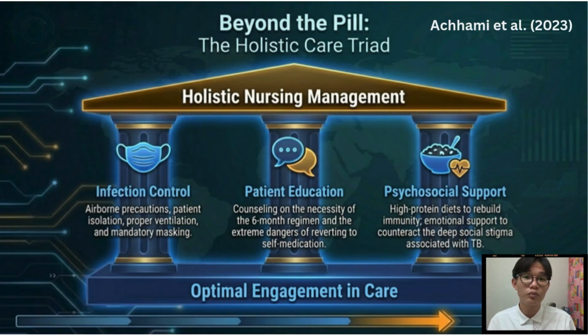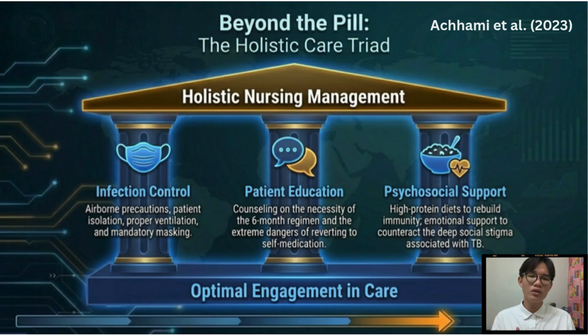Other than monitoring the patient's reaction to the drugs, nurses also have to control the transmission of infection. Infection control measures are implemented to reduce disease transmission. The patient was placed under airborne precautions, which included patient isolation, use of face masks, and ensuring proper ventilation.